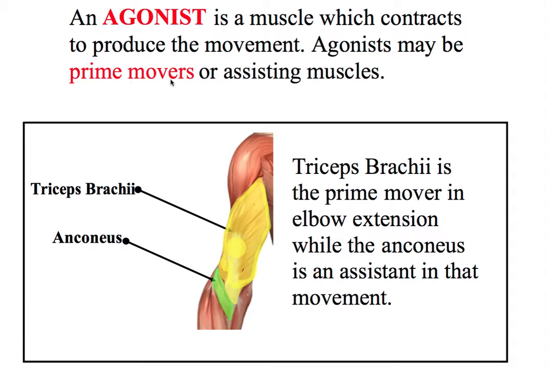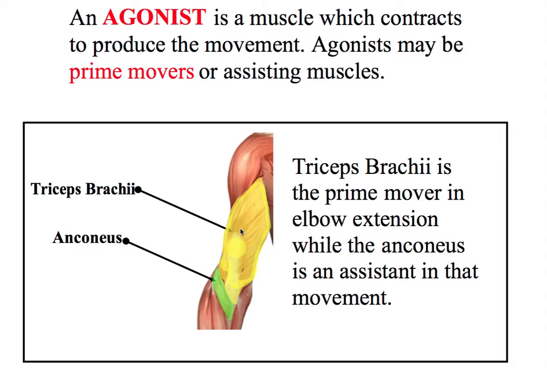Now, the biggest muscle or the most efficiently placed muscle will be defined as the prime mover, and that is the muscle that supplies the most energy or force into a particular contraction. An example of that is the triceps brachii in the action of arm extension, which is straightening your arm at the elbow. The triceps brachii is considered the prime mover because it is by far the largest muscle on the back of the upper arm.